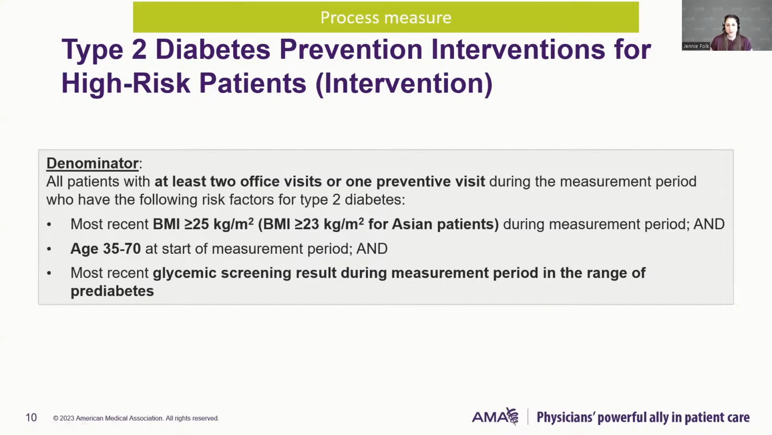The denominator of the intervention is similar to that of the screening measure, in that it includes all patients who had at least 2 office visits or 1 preventative visit during the measurement year, and who have the same risk factors, BMI and age. Lastly, all patients in the denominator must have had a glycemic screening test result in the prediabetes range during the measurement period.